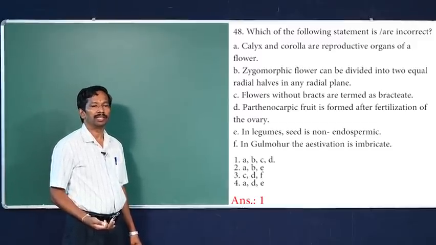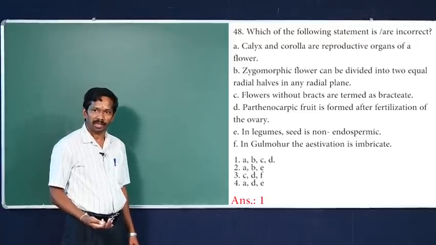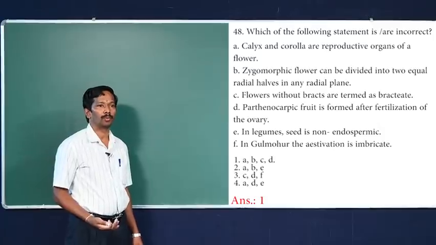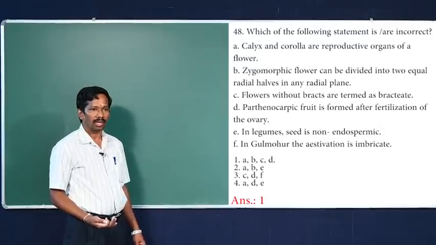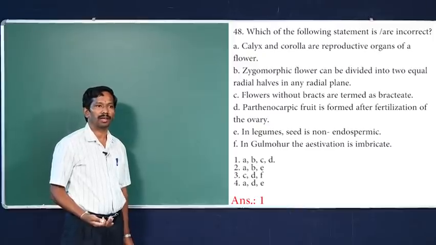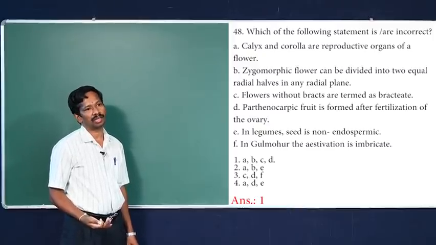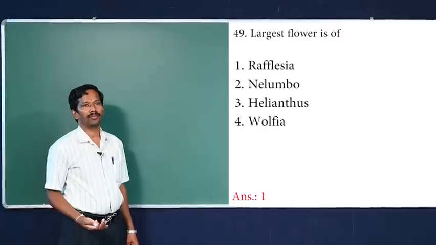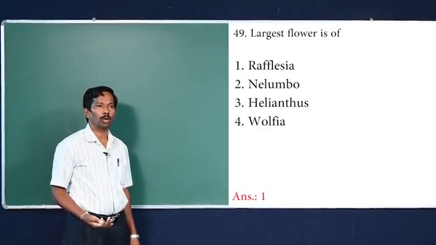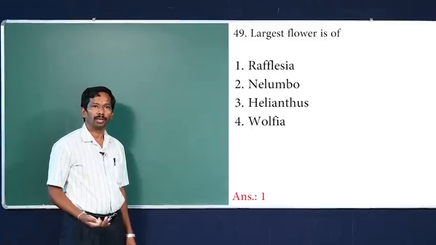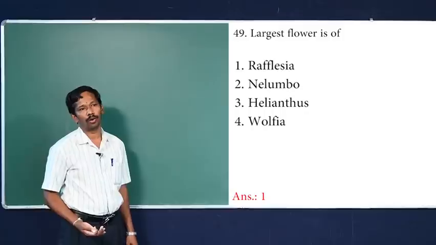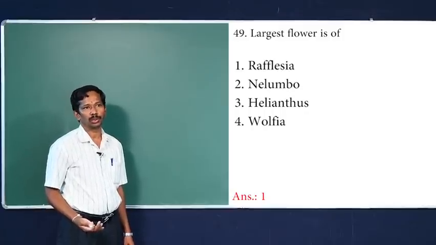In legume, seeds are non-endospermic. Yes, characteristic feature of majority of dicotyledonous plants when compared to monocots. And in gulmohar or cassia, the aestivation is imbricate. So E and F statements are correct, and first 4 statements are incorrect. Answer is 1. Largest flower is of. Direct answer. Answer is Rafflesia, option number 1. Nelumbo is lotus, Helianthus is sunflower, Wolffia is the smallest flower of a flowering plant. Hence answer is 1. Yes.